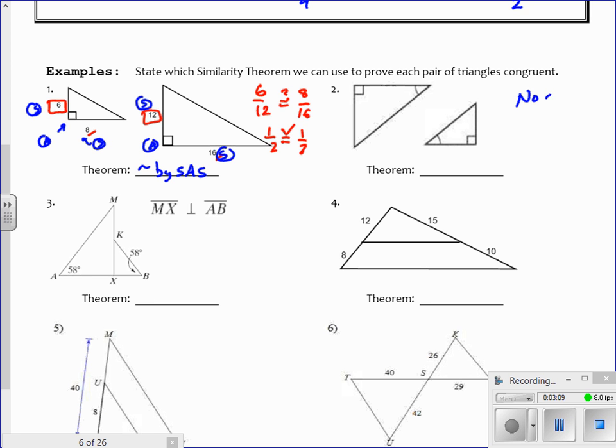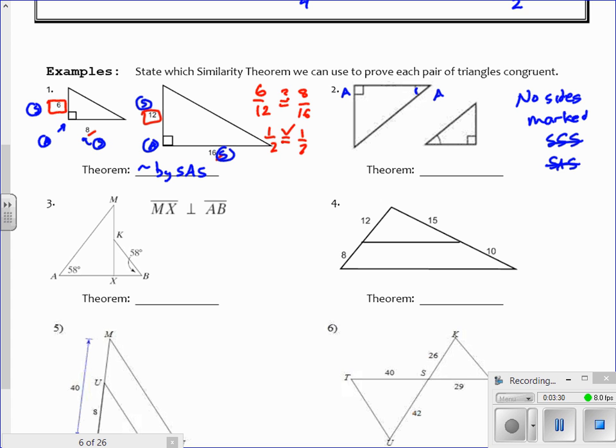There are no sides marked. So what we should know right away is SSS, that's out because we don't have any sides marked. SAS, that's out because there are no sides marked. The only thing marked are angles. And if I put an A next to each one of those angles, right, that box being a 90-degree angle, I have AA in the top triangle.